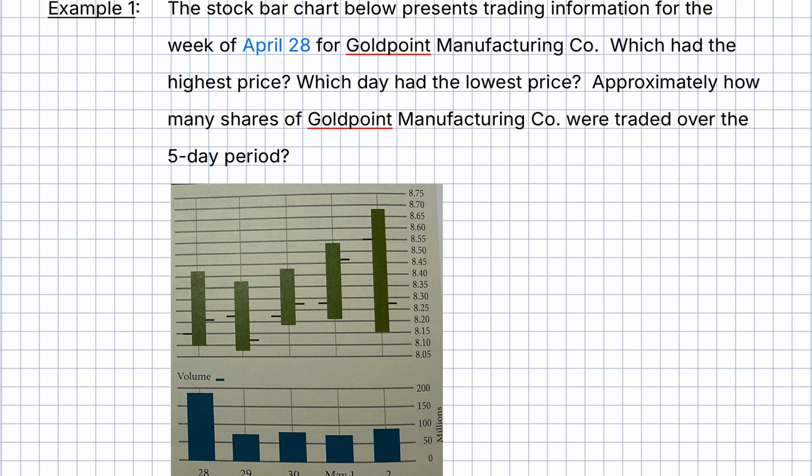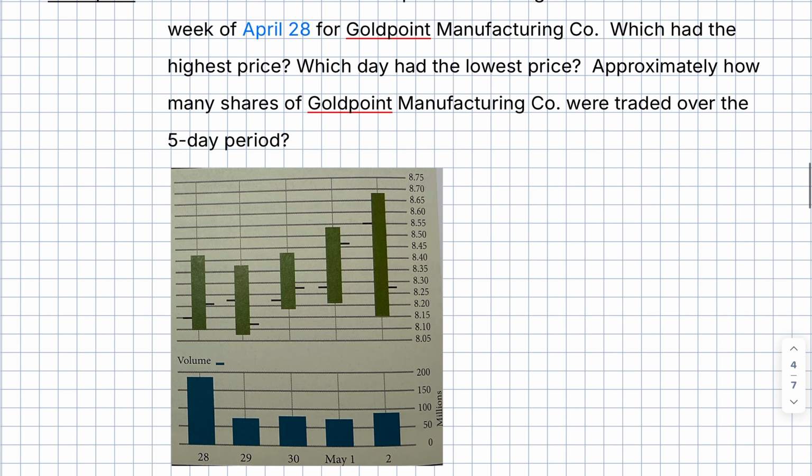We have a stock bar chart that presents trading information for the week of April 28th for a company called Gold Point Manufacturing Company. And the question here is, which day had the highest price, which day had the lowest price, and approximately how many shares of Gold Point Manufacturing Company stocks were traded over the 5-day period.